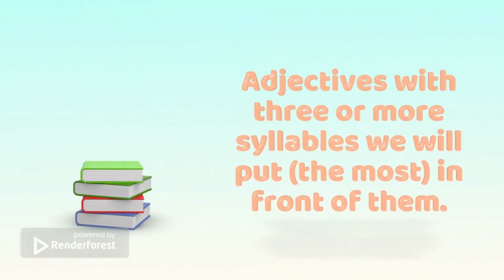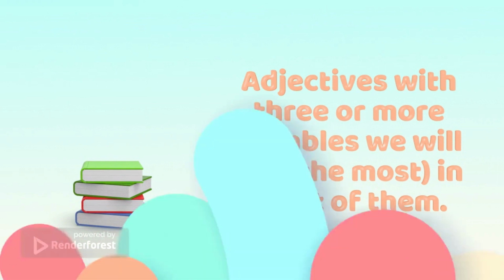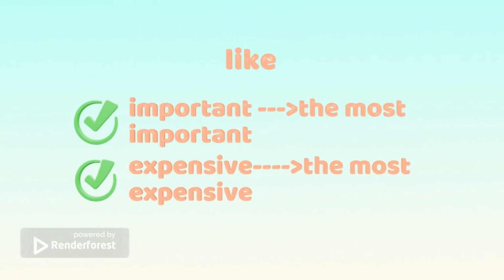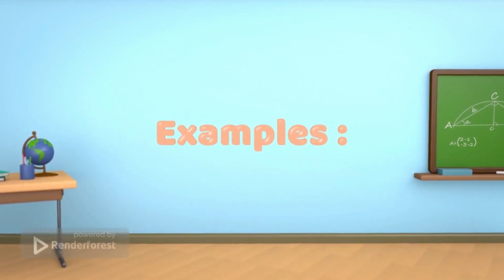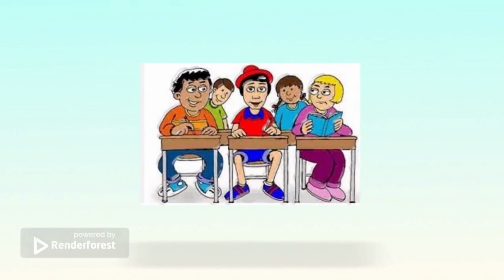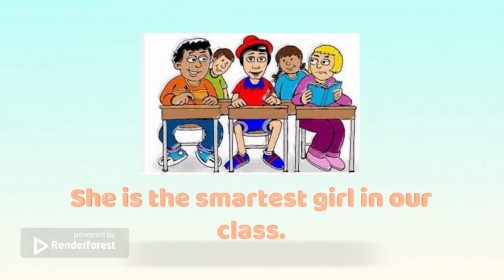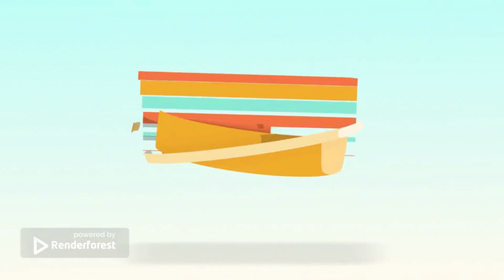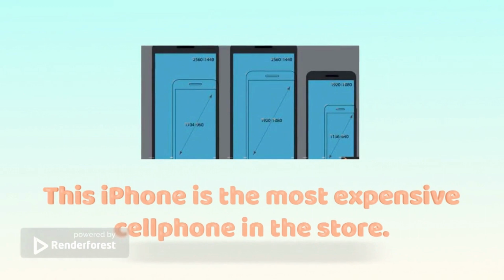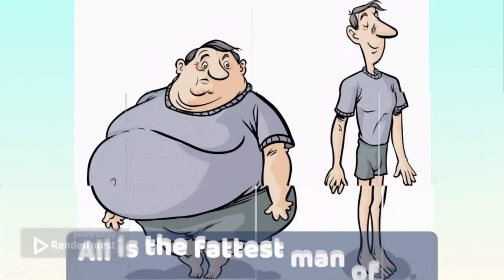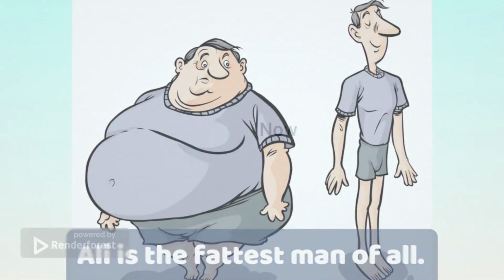For adjectives with three or more syllables, we put the most in front of them, like important, the most important, expensive, the most expensive. Examples. She is the smartest girl in our class. This iPhone is the most expensive cell phone in the store. Ali is the fattest man of all.